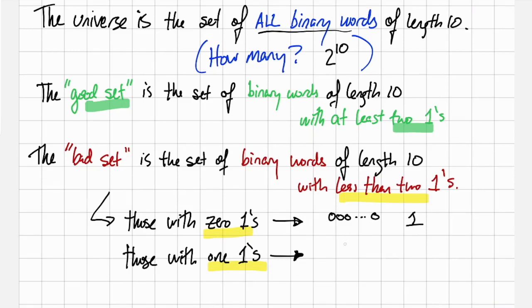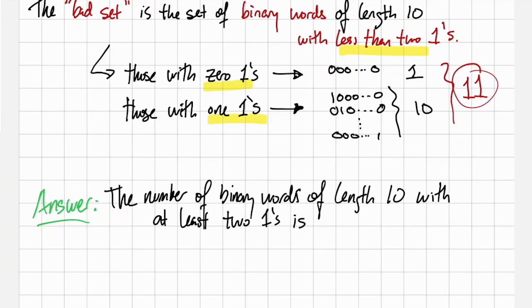How many binary words have 1 one? 1 0 0 0 0 0 0 0 0 0, 0 1 0 0 0 0 0 0 0 0, and so on. In fact, you can place the 1 in any of the 10 positions. So there are 10 different binary words of length 10 with exactly 1 one. That tells us that the number of elements in this bad set is 11, and therefore the answer to the question is 2 to the 10th minus 11. In these two examples, it was easier to count the whole set and the complement of the set that we cared about than it was to count the set that we cared about. And that's why counting the complement was helpful here.